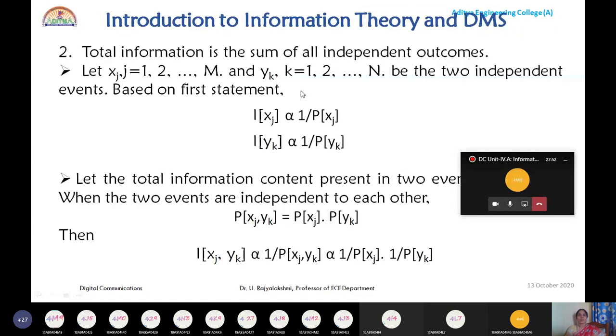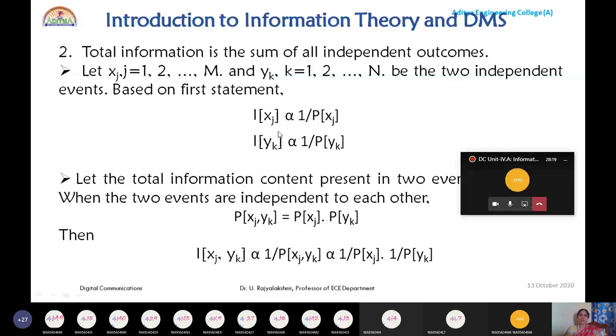Now, based on the first statement, already we defined the first statement. What is the first statement? Information of the particular event. What is the event here? Let us discuss the first event. What is the first event? Xj. So I of Xj is proportional to 1 by P of Xj.